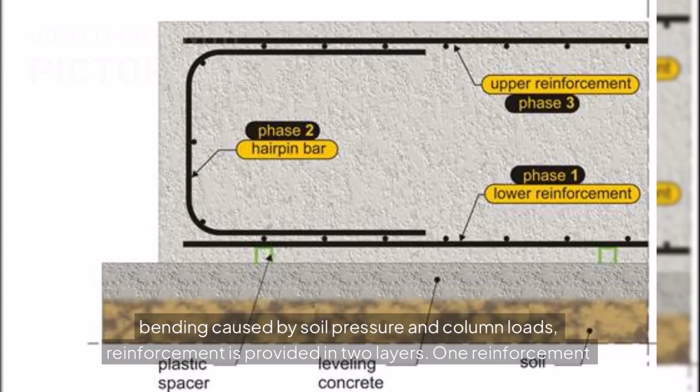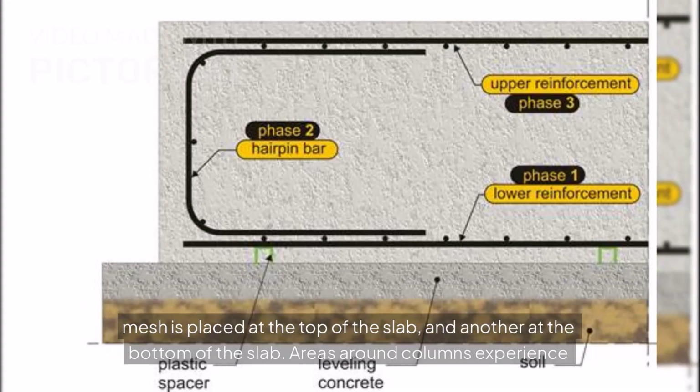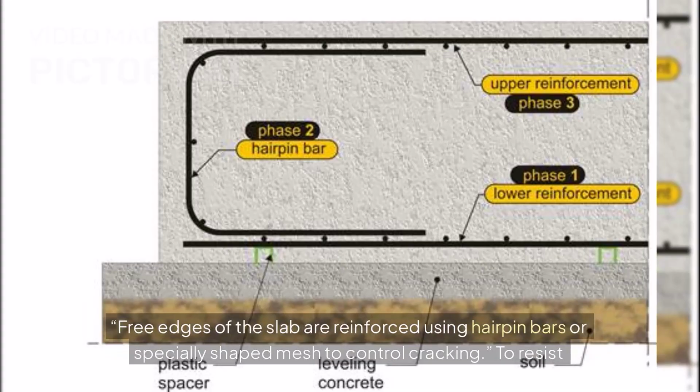To resist bending caused by soil pressure and column loads, reinforcement is provided in two layers. One reinforcement mesh is placed at the top of the slab, and another at the bottom of the slab. Areas around columns experience higher stresses, so they usually require additional reinforcement.